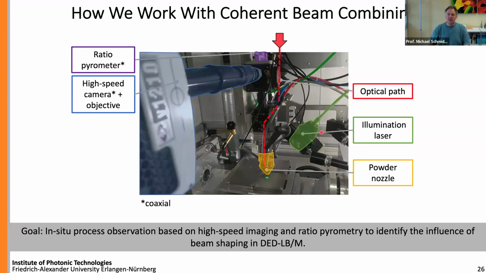So this is for fast testing of different alloys. This is a look into the processing area, and you can see the dotted red line is the laser beam that goes there. We have a laser for illumination because we use high-speed cameras. We have, of course, a powder nozzle, shown here in yellow. And in blue is the high-speed camera with the lens system. And we have a two-color pyrometer that is mounted here as standard. We can anyway mount other devices if we would like to.